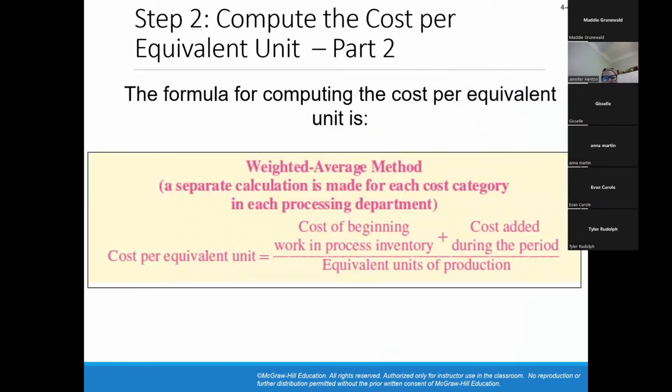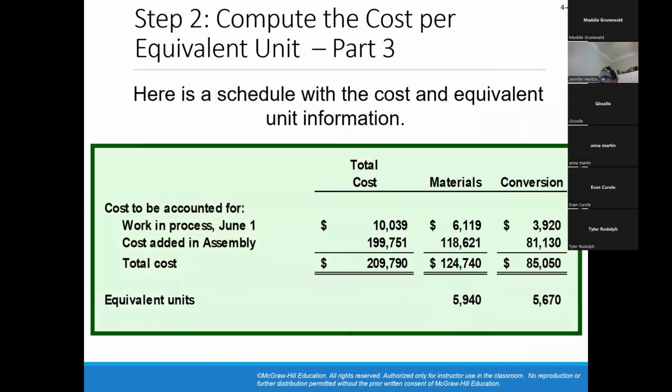So we want to look to see, how do we do the calculation for the cost per equivalent unit? How are we going to calculate that out? So we want to use the weighted average method. All we're going to do is look at what was the cost in the beginning work in process inventory, and then what was the cost that was added during the period. Add those two costs together and divide them by the equivalent units. We already figured out how to calculate the equivalent units. So once you do that for each of materials and conversion, then you can look at your costs and figure out what it is per equivalent unit.